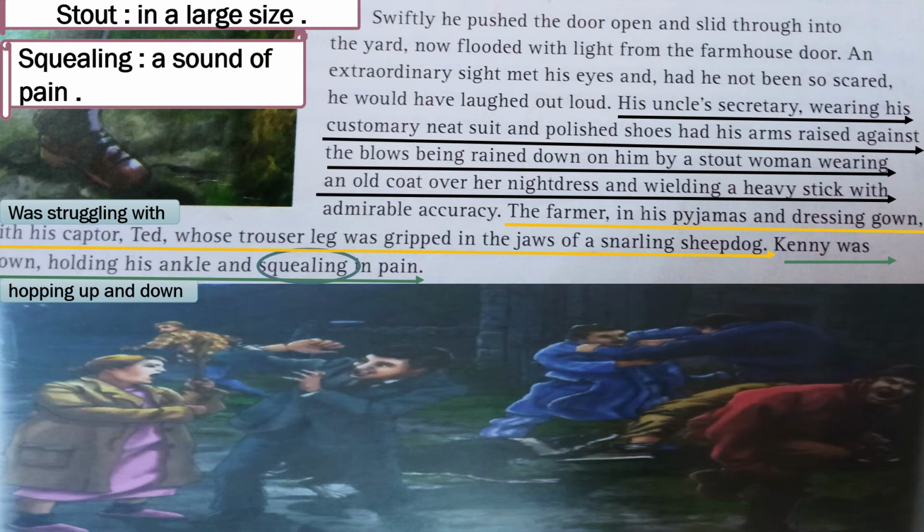So here we have the fight again that was between the farmer, his wife and the dog. This is the first side: the farmer, his wife and the dog on the farm. The other side was James's uncle, the secretary, Ted and Kenny. So it was his chance. Let's look at Jimmy. Here we have Jimmy. It was Jimmy's chance to escape from the farmhouse.